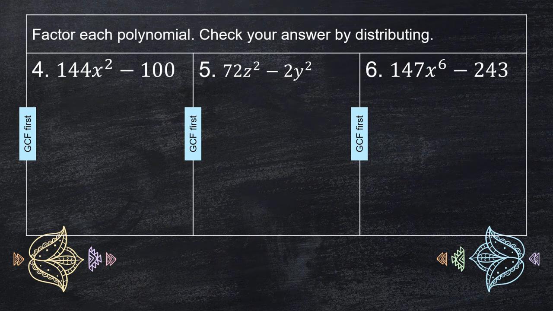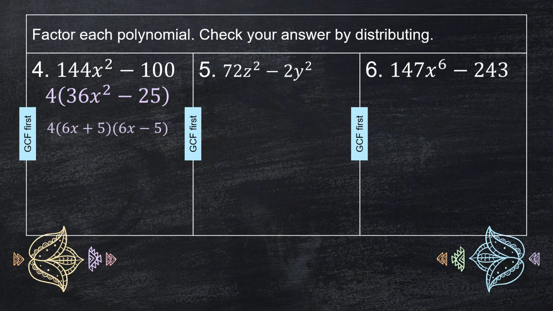In number 4, we've got 144x squared minus 100. Those numbers are both divisible by 4, so we have to factor out a 4 first. If I divide both of those by 4, we get 36x squared minus 25. And 36 and 25 are both perfect squares. So again, we have the difference of squares. So remember your pattern that it'll factor into the sum and difference of the square roots. So bring down your 4 that you originally factored out, and then the 36x squared splits up into 6x and 6x, and minus 25 splits up into plus 5, minus 5.